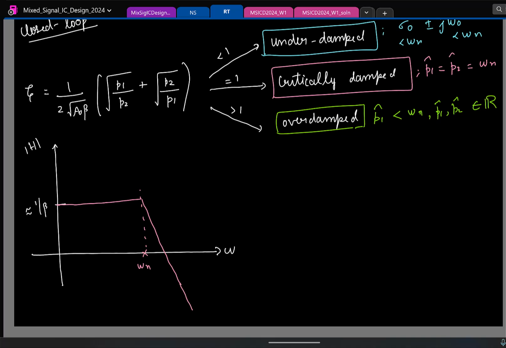Okay, maybe just to be clear, this was what we assumed earlier, right? For low frequency, high frequency, I am just plotting in yellow. This is something we knew already. Right?